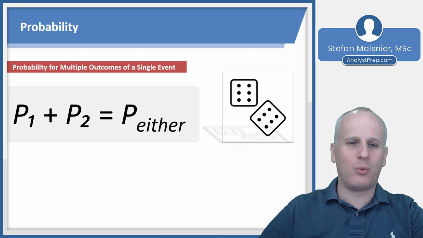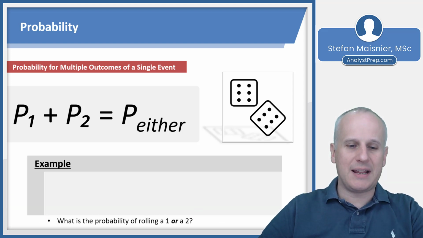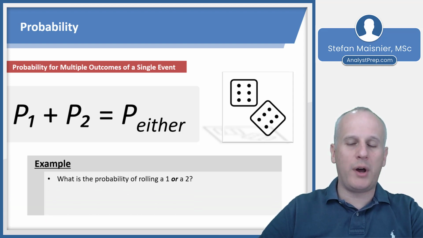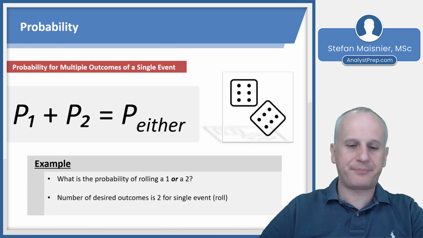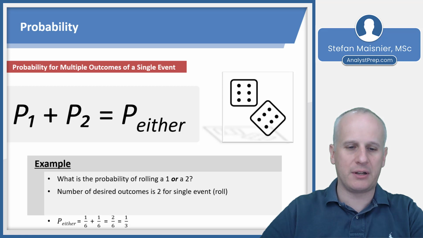Then we've got to consider what would happen if we want to count the number of accepted outcomes for a single event. So when you have the probability of one thing that is desired, plus the probability of another thing that can happen on that same event and it also is desired, that is going to be the probability of either. So another example, what is the probability of rolling a 1 or a 2? Well, the number of desired outcomes here is 2 because we could accept a 1 as the roll or a 2 as the roll. So there are 2 possible desired outcomes.